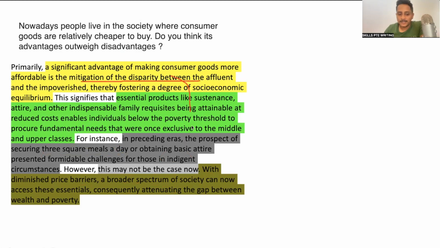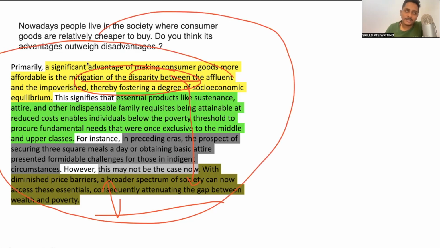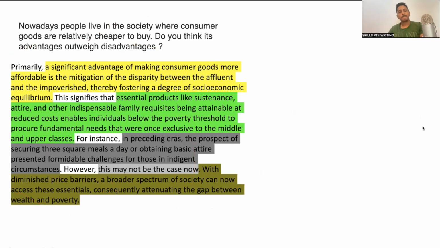Mitigation of disparity. Attenuating, the same thing. Whatever I talked about in the first line, same thing only. I'm not talking about something else. But here I proved how this mitigation of the disparity, the difference between rich and the poor, happens, which I have written here with a proper structure. Getting it? So I'll just explain the next paragraph as well, and then I'll make you guys write.